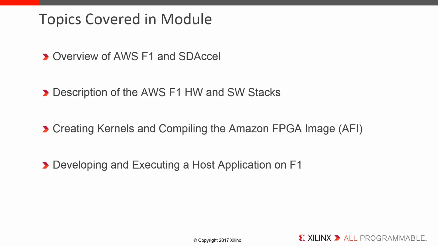We will start this presentation with a high-level overview of the F1 Cloud Compute instance and the SDAccel tool flow. We will then provide a description of the F1 hardware and software stacks and explain how hardware acceleration works on the F1. With that foundation established, we will provide an overview of the steps involved in creating acceleration kernels, compiling the FPGA design, and creating the Amazon FPGA image, or AFI. Lastly, we will describe the steps and tasks involved in developing a host application accelerated on the F1 FPGA.